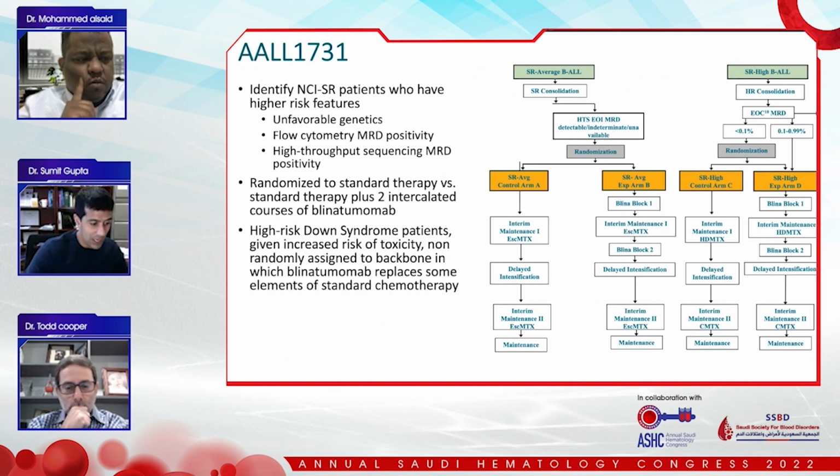I'm not going to spend much time on this, but high-risk Down syndrome patients, given their increased risk of toxicity, are non-randomly assigned to a backbone in which blinatumomab replaces some elements of standard chemotherapy, trying to take away some of their toxicity while maintaining or hopefully even improving their disease-free survival.